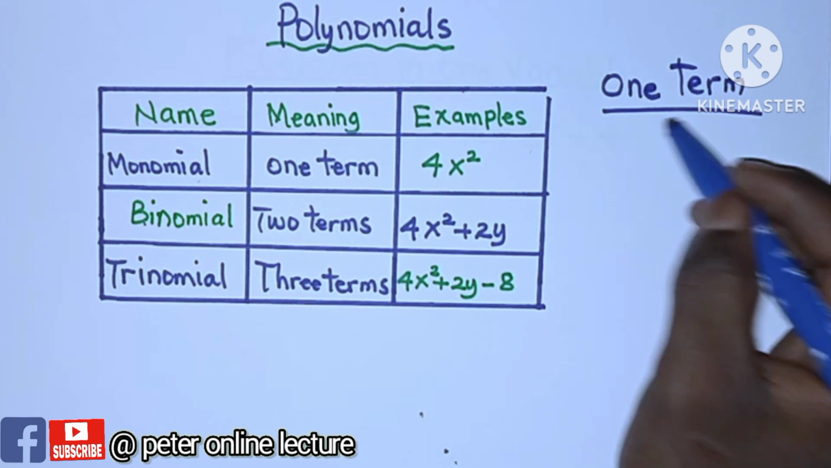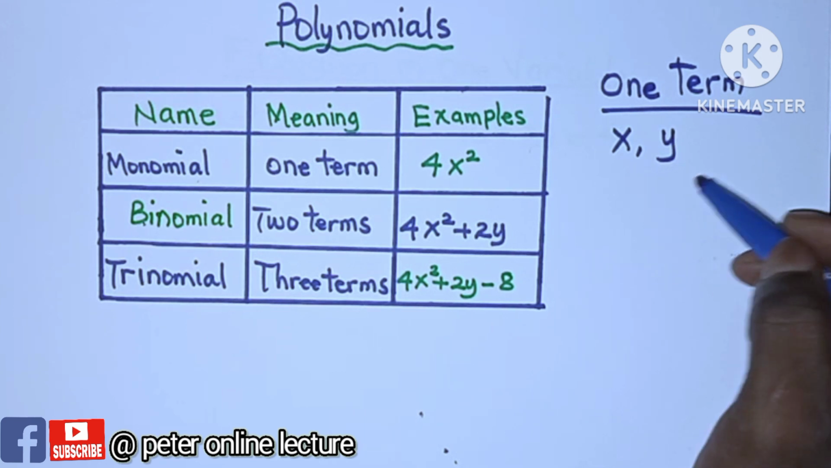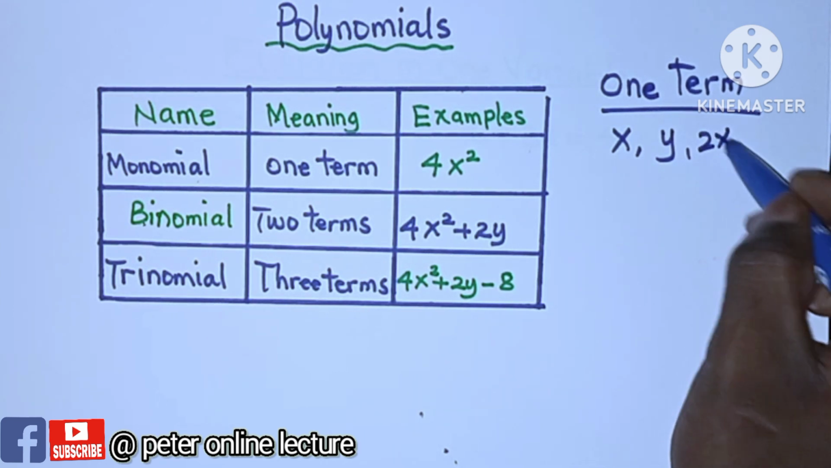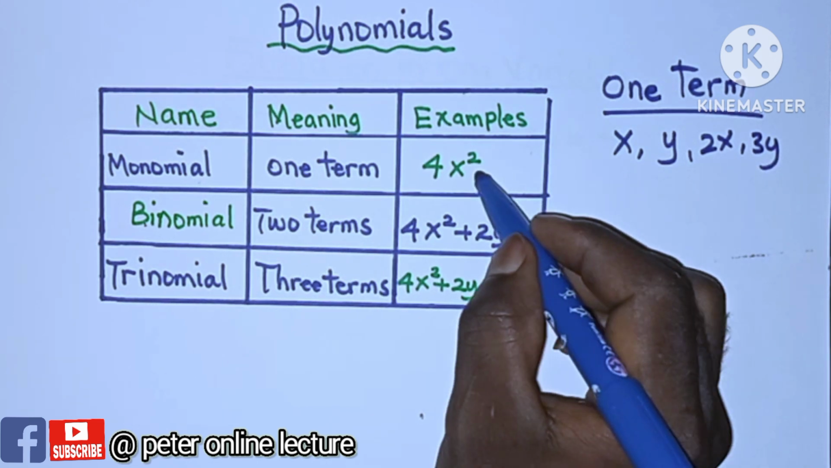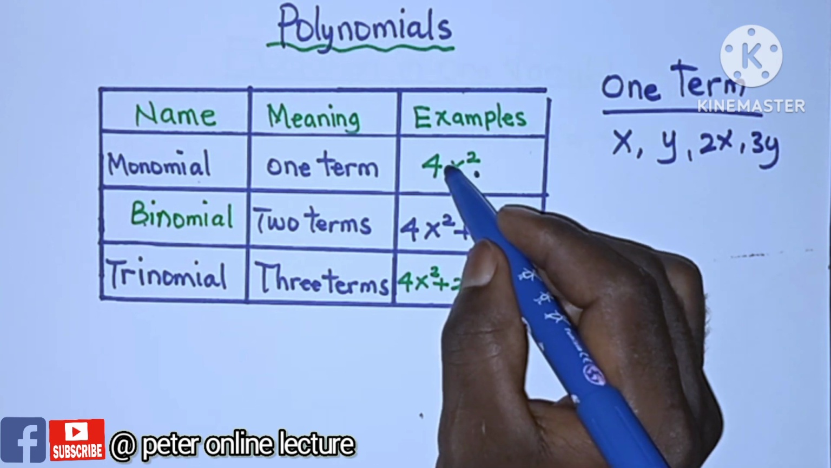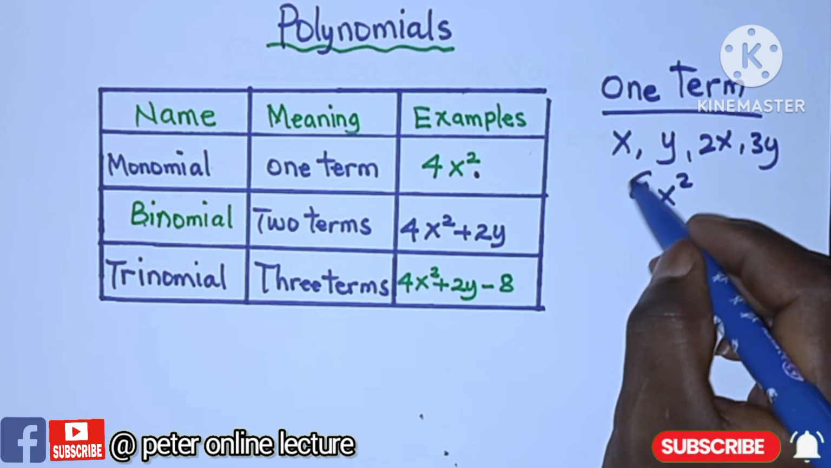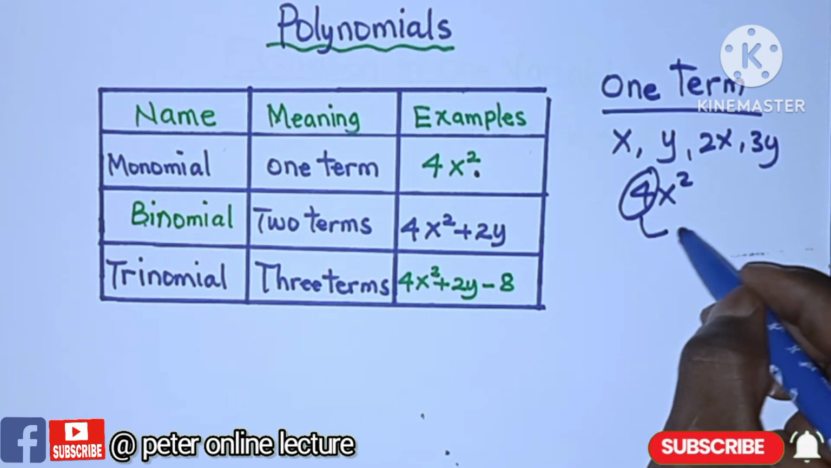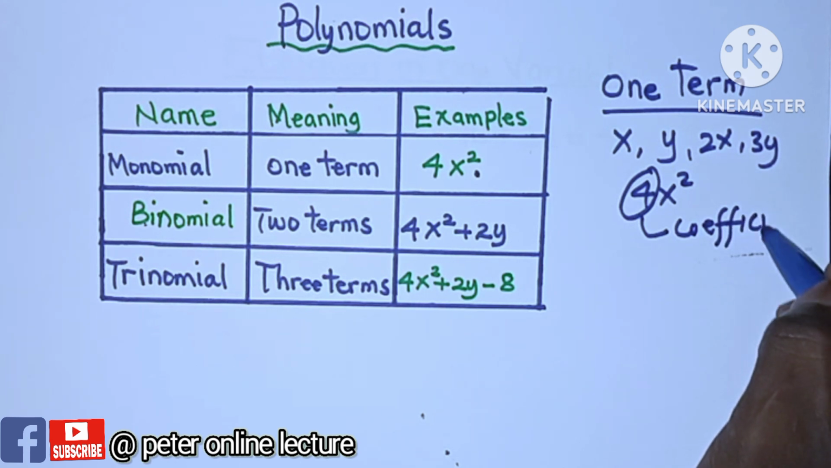So one term could be x. One term could be y. One term could be 2x. One term could be 3y. So as you can see here, this here is one term. The coefficient here is 4. So it's 4x squared. This 4 is not included here because this 4 is called the coefficient.